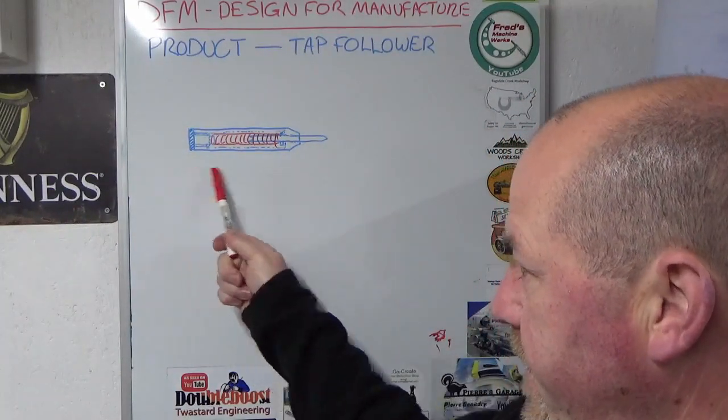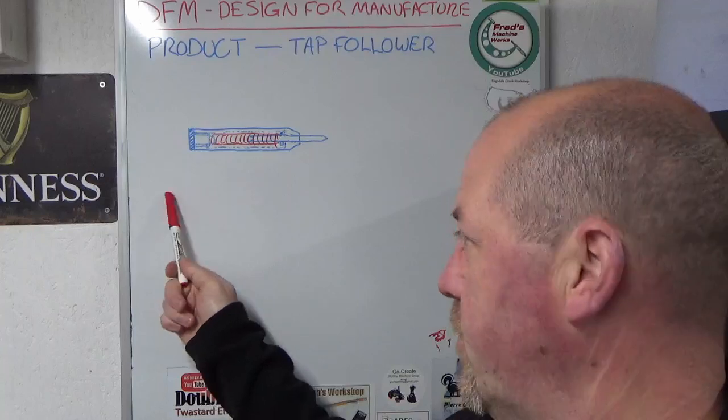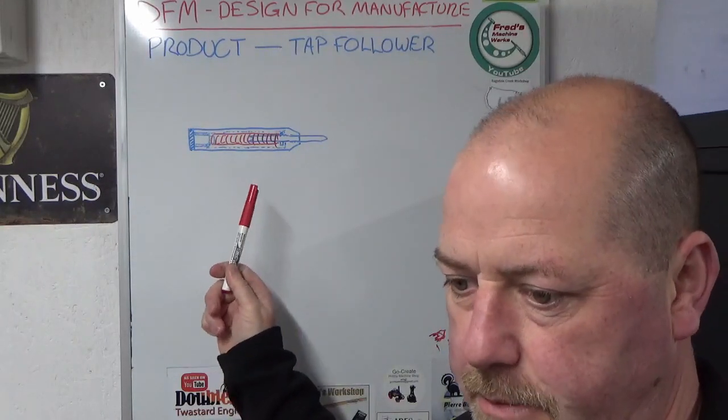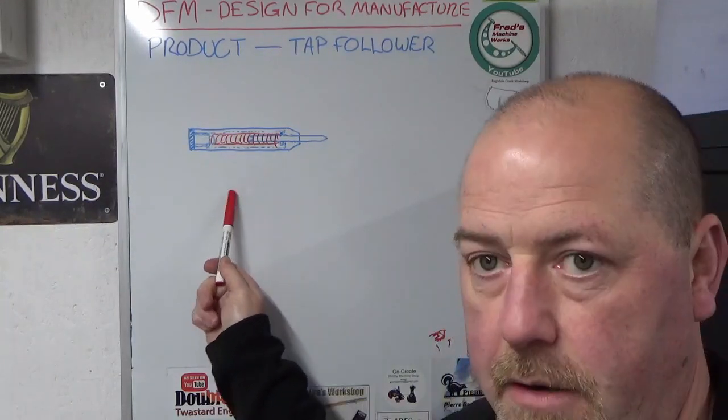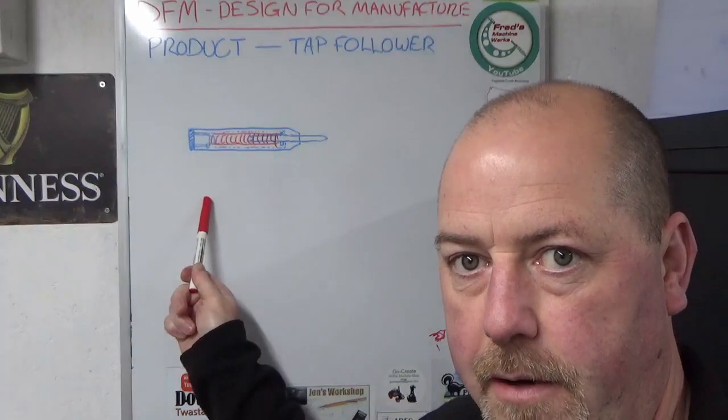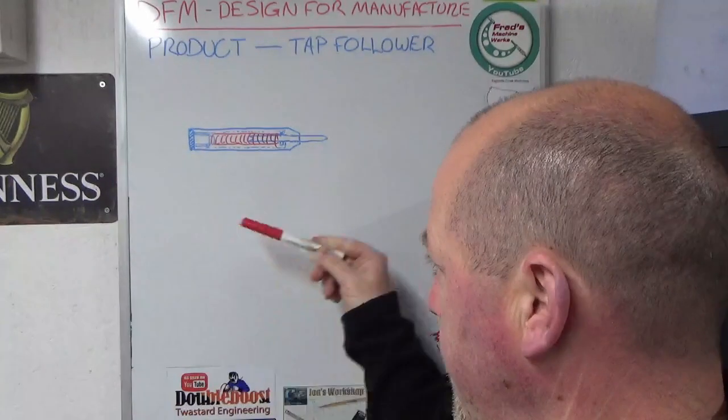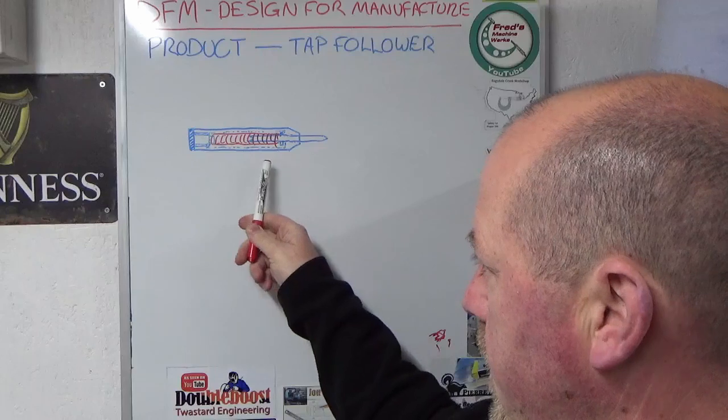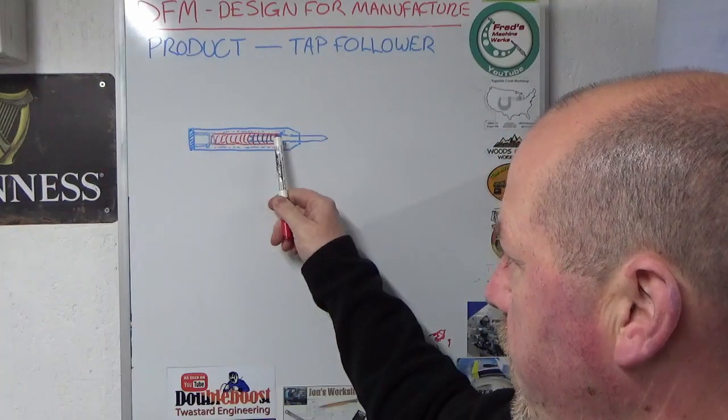So I've roughly sketched, and I'm going to walk through how I would go about this. This is just a rough design of something like what I think I'm going to end up with. So it's spring loaded, and the red part is the spring.